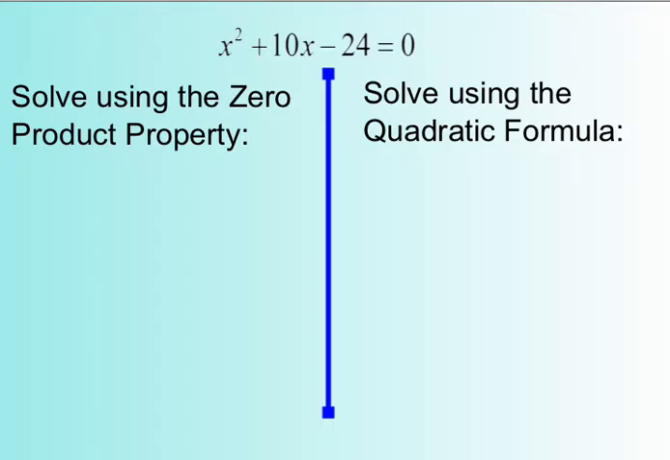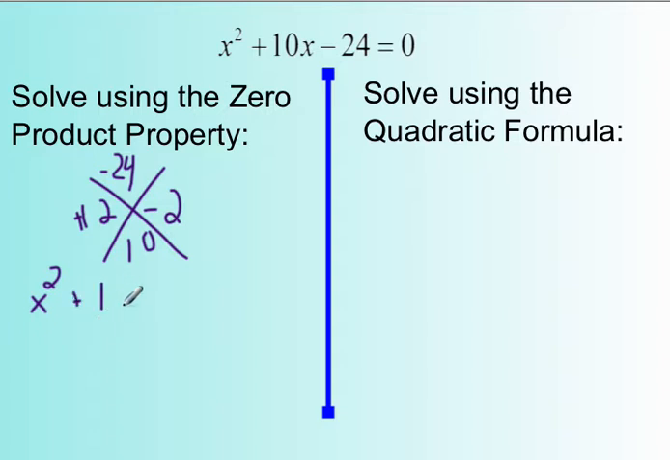So let's take a look at number 2. First thing we're going to do is solve it using the zero product property. So I'm going to set up the x. I'm multiplying to negative 24 and adding to 10. So to multiply to a negative product, I need a positive and a negative factor. So what multiplies to negative 24 and adds to 10? Well, that's going to be 12 and negative 2. So then I'm going to split up the 10x as 12x minus 2x minus 24 is equal to 0.